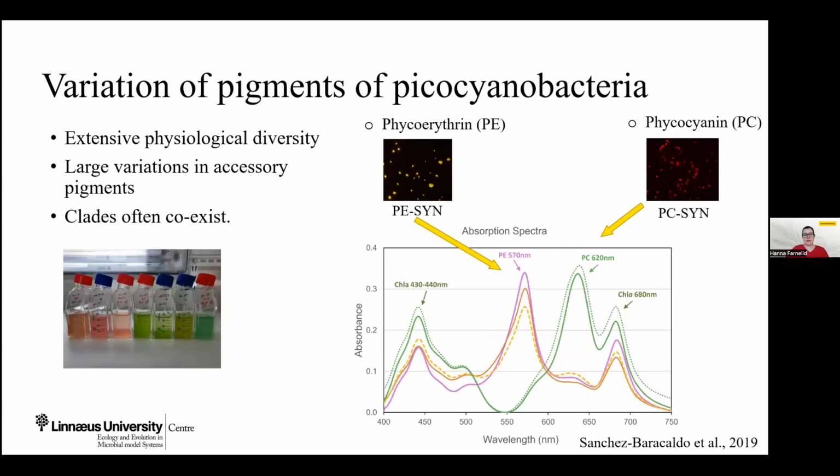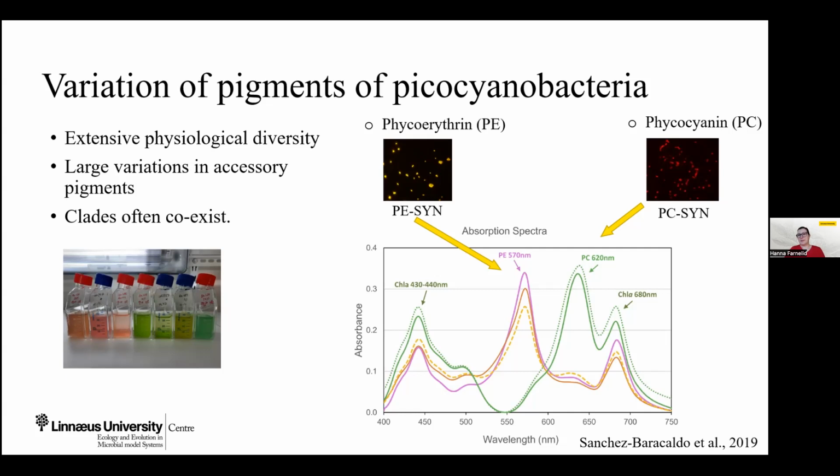There's also a large diversity within these different groups, especially when it comes to the picocyanobacteria. One of the things that have been widely studied is the different pigment composition of Synechococcus. So the group Synechococcus has really extensive physiological diversity and a large variation in accessory pigments. The bottles that you see here on the left are cultures that I keep in my lab. They are isolates from the Baltic Sea. And these are all classified as Synechococcus.